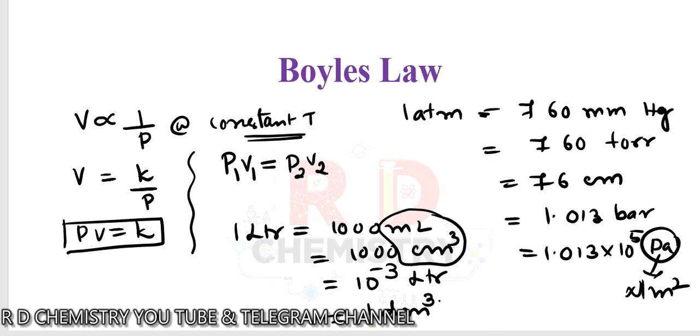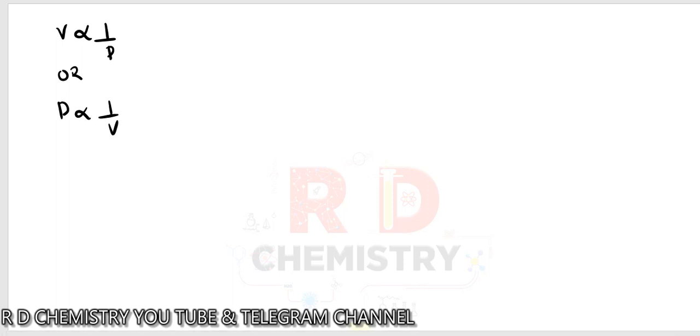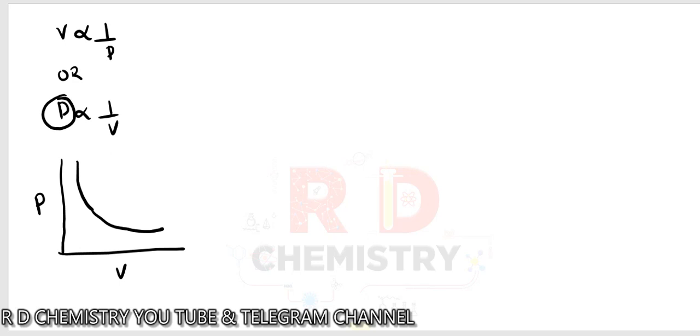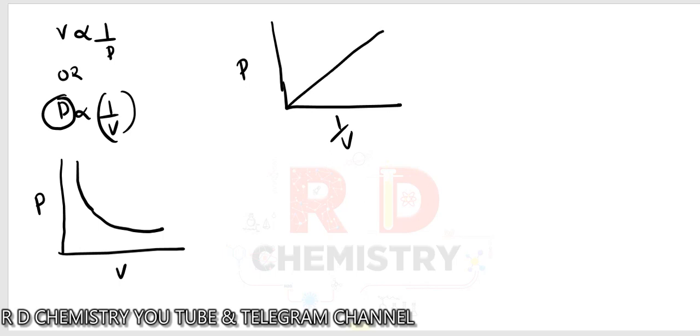Now we'll see some graphs on Boyle's law. We know that V is inversely proportional to pressure, or I can also write P is inversely proportional to the volume. So I'll draw the graph, pressure and the volume. Since they are inversely proportional, we are going to get a curve like this. Okay. Now I'll plot pressure versus 1 by V directly. If I do that, they are directly proportional, so we'll get a straight line like this.